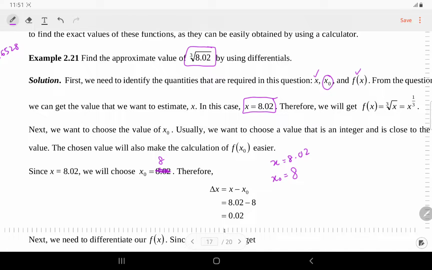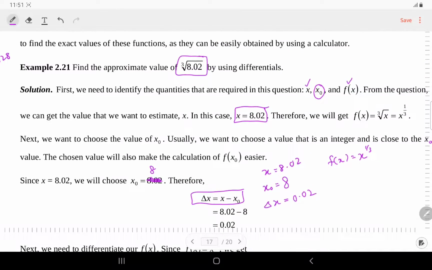Next, what is our difference of x? Difference of x is actually x minus x naught. So this minus this, it will be 0.02. So we have our f of x is x to the power of 1 over 3, our x is 8.02, x naught equals 8, and difference x equals 0.02.